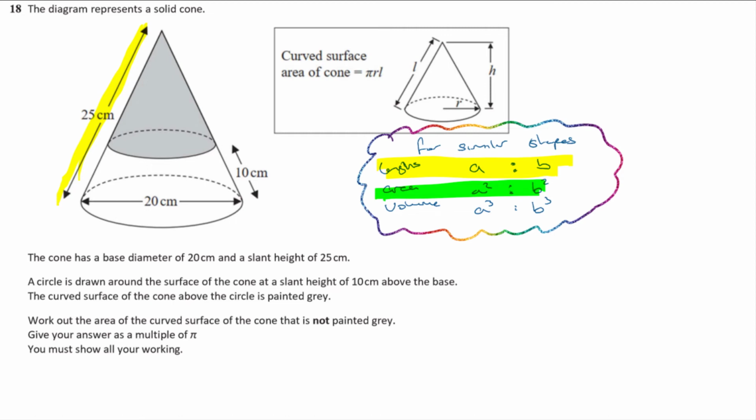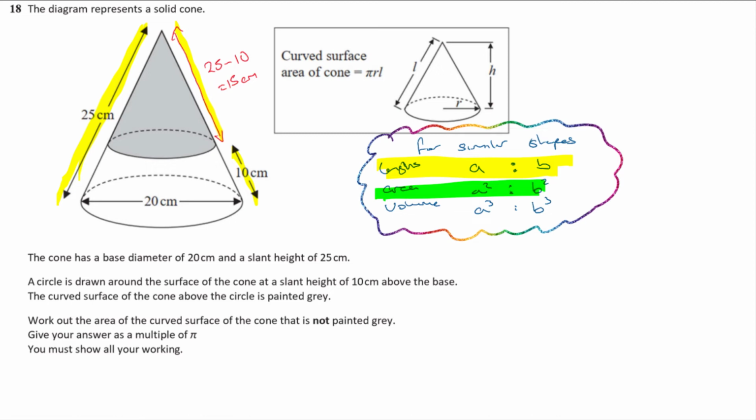Now the slant height of the smaller cone is actually, well, it's this bit here, isn't it? Which is 25, the slant height of the big cone, minus this 10 down here. Okay, so that's going to be 25 minus 10. That's 15 centimeters. So the slant height of the small cone is 15. And the slant height of the big cone is 25.